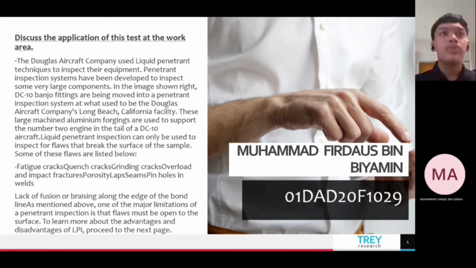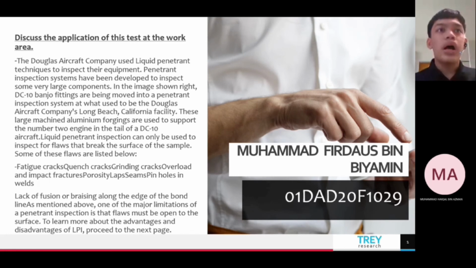I would like to present and discuss the application of this test at the work area. The Douglas Aircraft Company used the liquid penetration technique to inspect their equipment. Penetration inspection systems have been developed to inspect some very large components, as shown in the image. DC-10 banjo fittings are being moved into a penetrant inspection system at what used to be the Douglas Aircraft Company Long Beach, California facility.